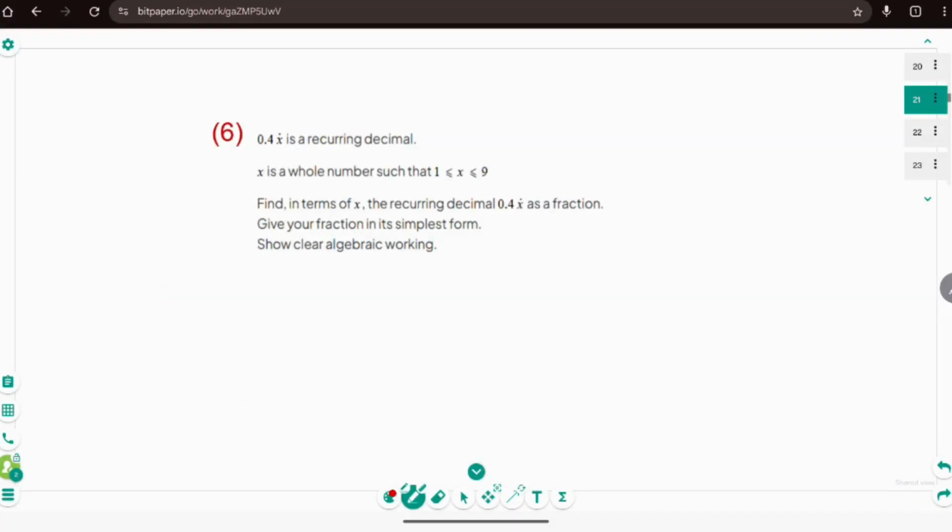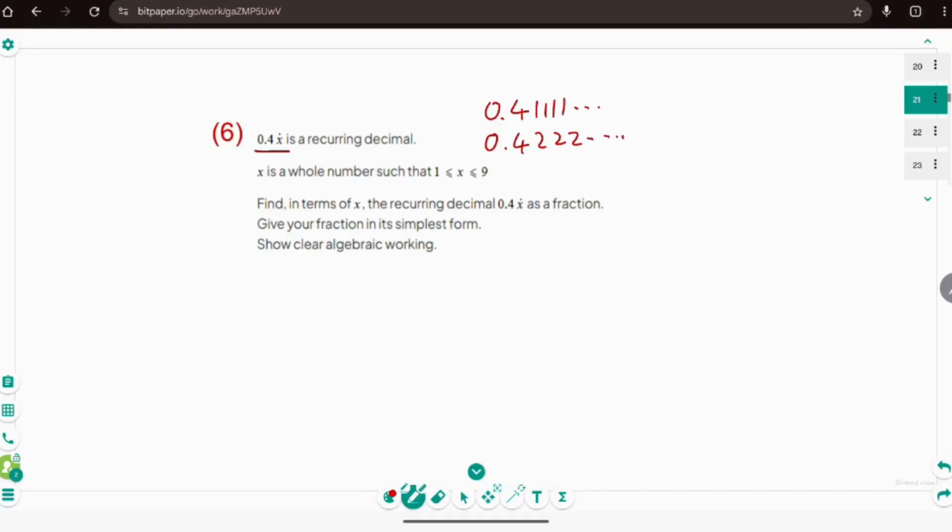Okay, last question. Now, I rarely see anybody get this question correct. From the years of me teaching IGCSE at Excel, this is a question that really stumps students. So when I first saw it, I thought, well, what does this actually mean here? 0.4x recurring. Well, it could be this. It could be this. We don't know what the x is, but it recurs.